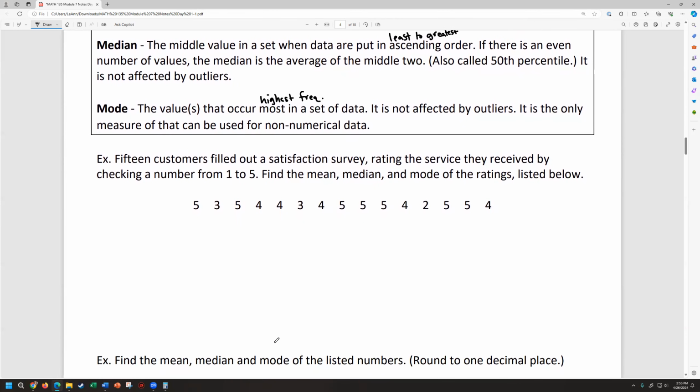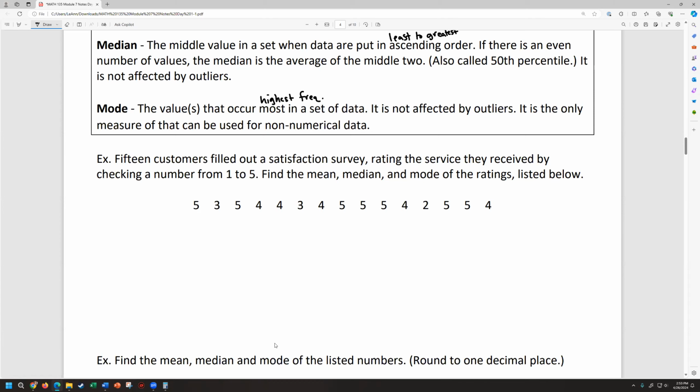So we're going to do a small example. We have 15 customers who filled out a satisfaction survey, rating the service they received by checking a number from 1 to 5. So just a survey with 1 to 5, probably 1 is bad service, up to 5, which is great service. We want to find the mean, median, and mode of the ratings below. Notice we can find the mean, median, and mode because the data set is all numerical. These are actual responses that people gave.